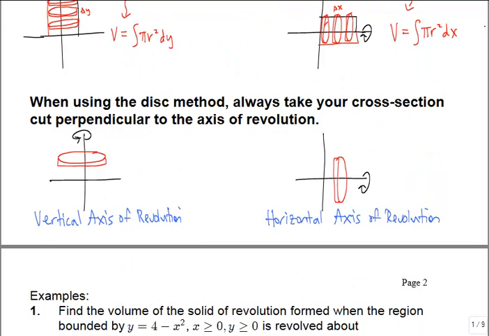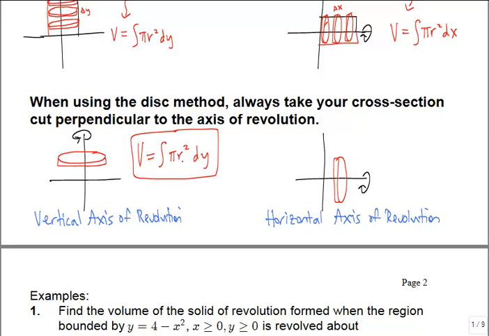So the rule of thumb, this is what you want to sort of memorize about this, is that when you're using what's called the disc method, which is what we're talking about here, you're always going to take your cross-section cut perpendicular to the axis of revolution. So if you have a vertical axis of revolution, like the y-axis for example, then your disc should be horizontal, which means you are going to have thickness along the y-axis. So this is going to be a volume integral, which has as its formula the integral of pi r squared dy. So this is basically a formula that you would just plug into.